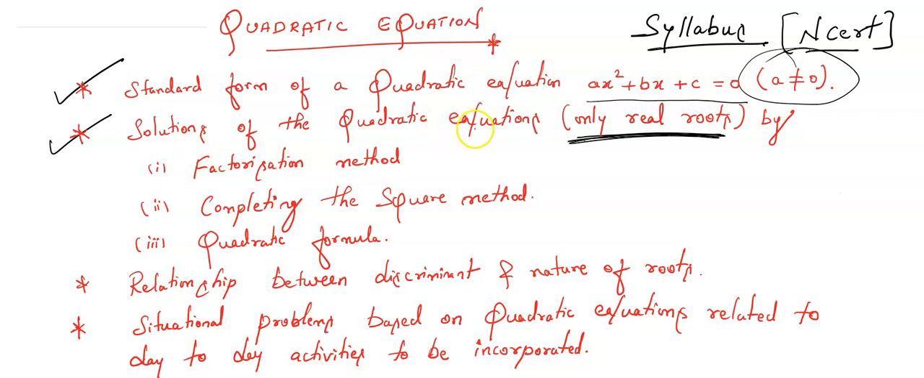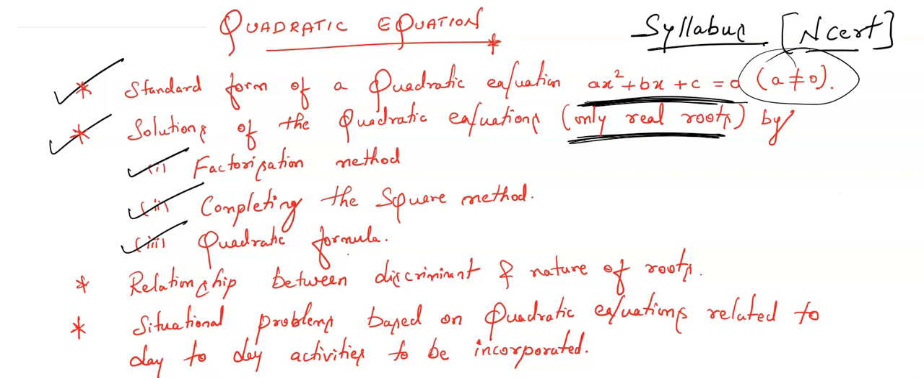So solutions of the quadratic equation, it means if we want to solve the standard form of quadratic equation, then we have the factorization method. This is one method we are going to use to solve the quadratic equation. Then we have the completing the square method, and third is the quadratic formula method. Got it? Totally how many methods do we have to solve the standard form of quadratic equation? Factorization, completing the square method, and quadratic formula.